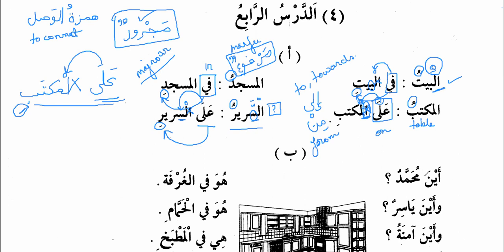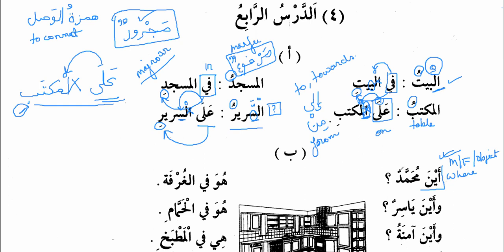Then we come to section Ba. Aina Muhammadun. Now in this lesson, you will learn a new questioning tool. Aina means where. Know that aina can be used for anything: male, female, and object. This is an important point here. Please make a note of it.